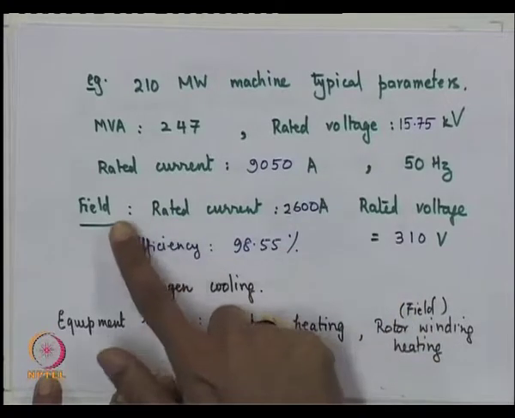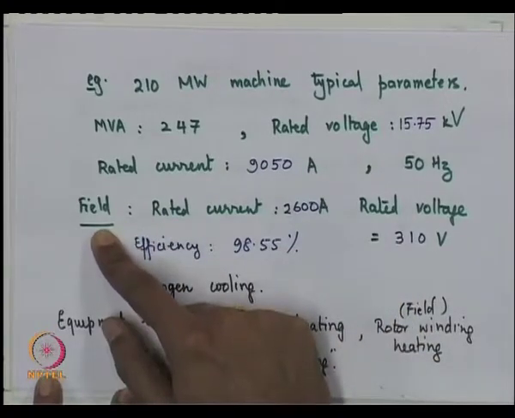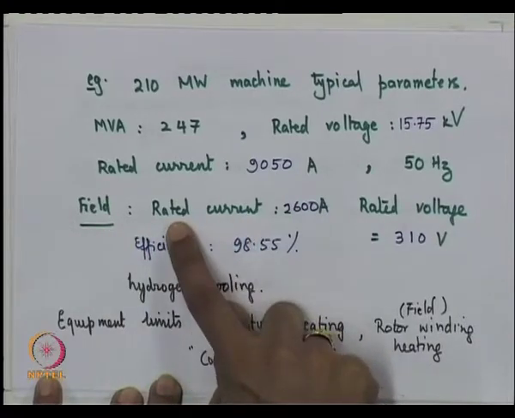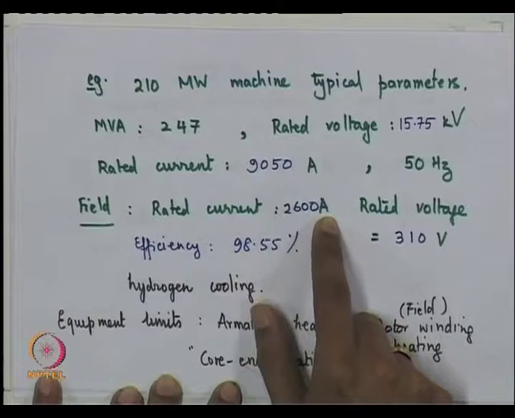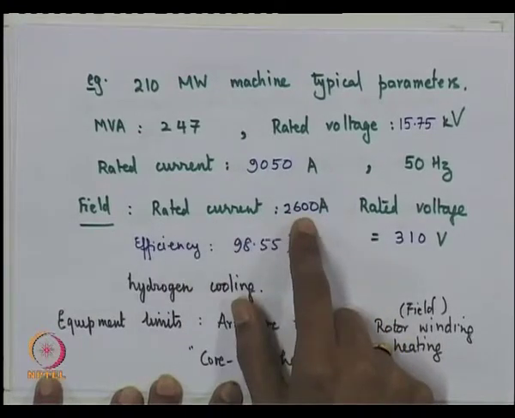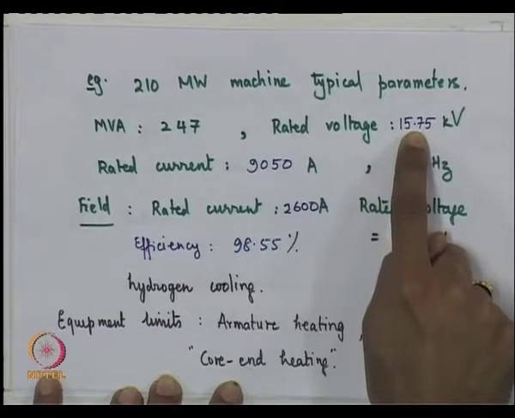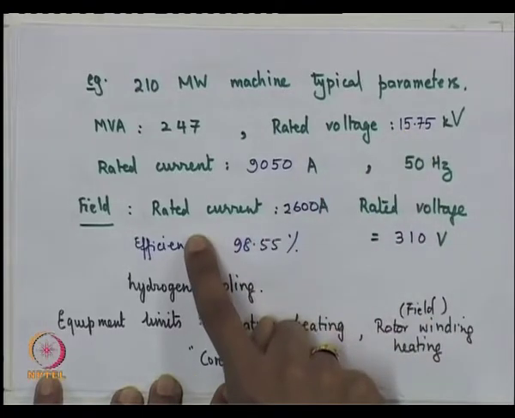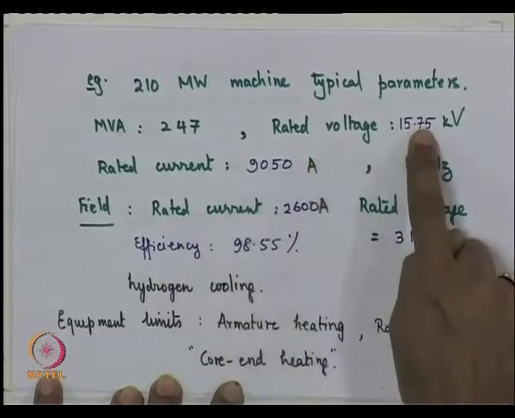One important point which you should note, which we shall again discuss later, is that the field rated current is 2600, but under no load conditions, that is open circuit conditions, the amount of current needed in the field to generate this rated voltage at the armature terminals is in fact much lower than this.